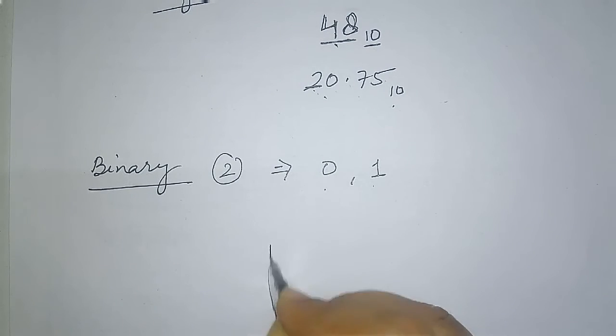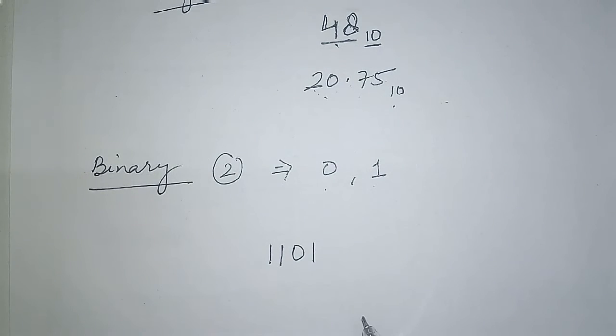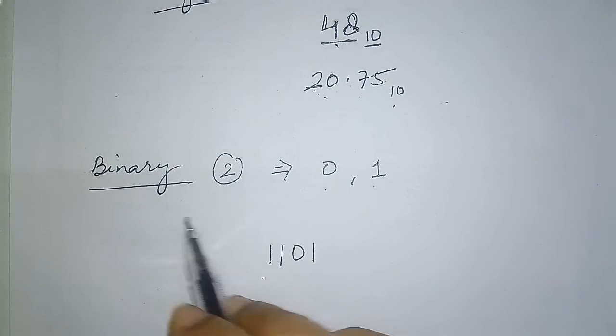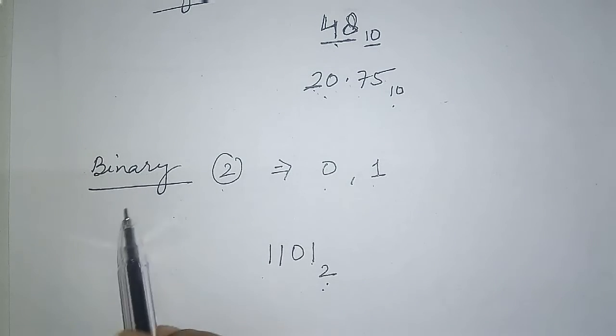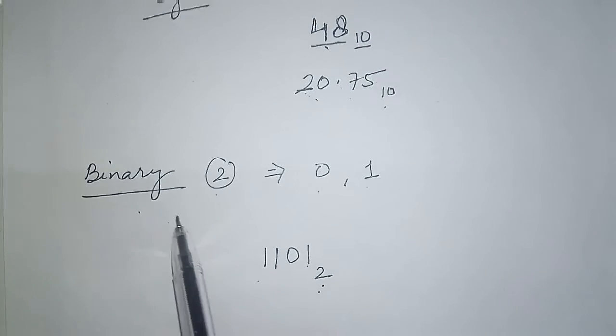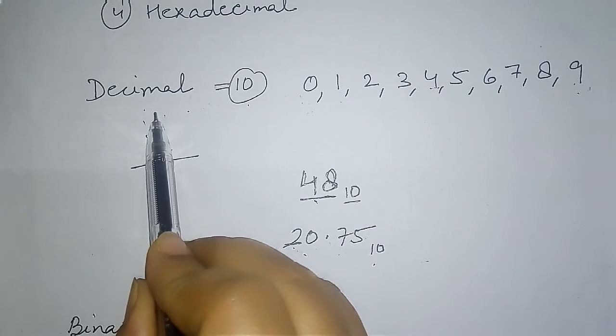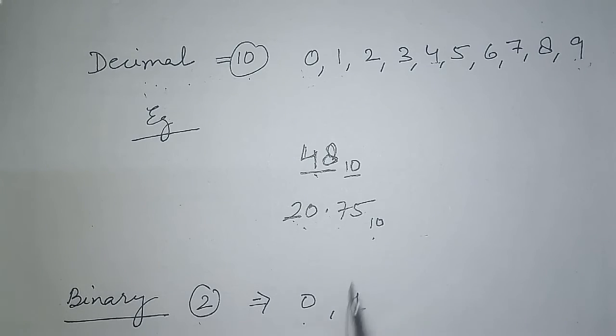For example, if we have to represent 1, 1, 0, 1, to tell that this 1101 belongs to the binary number system, we again put the base 2 at the right end. This base makes the difference that 1101 belongs to the binary number system, but it does not belong to the decimal number system.